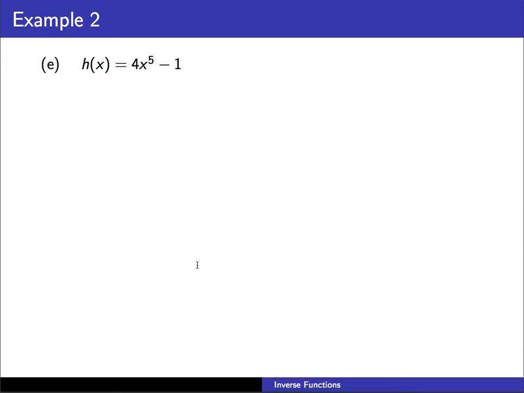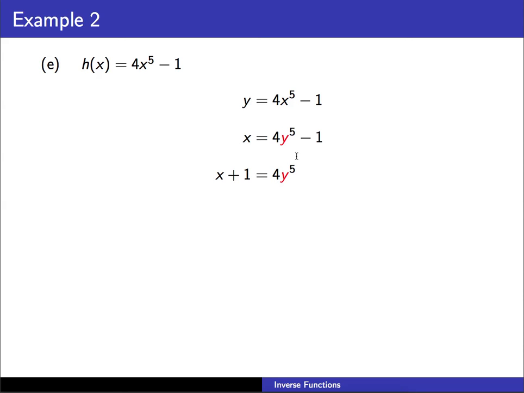All right, part E, h of x equals 4x to the 5th minus 1. So we'll make it y equals 4x to the 5th minus 1. And switch our x and our y. We get x equals 4y to the 5th minus 1. Now to get this red y by itself, first we're going to get this minus 1 over to the other side by adding it. So we get x plus 1 equals 4y to the 5th.